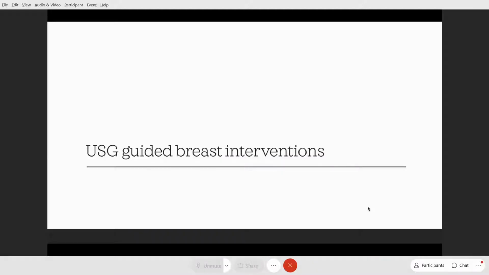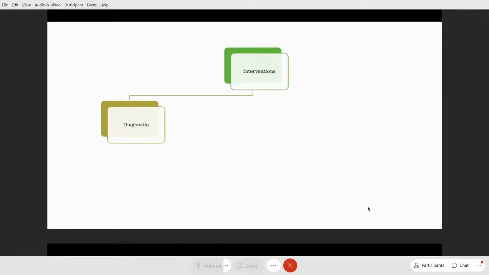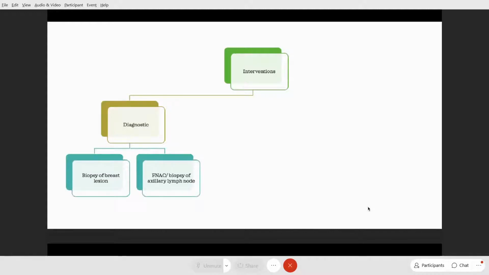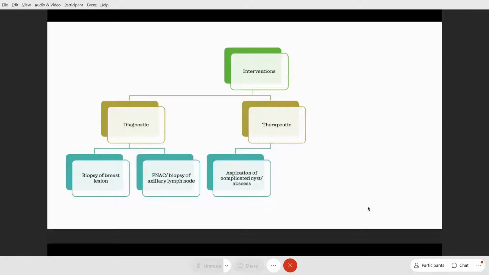As we all know, ultrasound is the most commonly used modality for all the breast interventions. The interventions can be diagnostic, which includes biopsy of the breast lesion or the biopsy or FNAC of the axillary lymph nodes. Therapeutic interventions include aspiration of a complicated cyst for symptomatic relief, aspiration of a breast abscess, or vacuum assisted excision of a benign breast lesion.